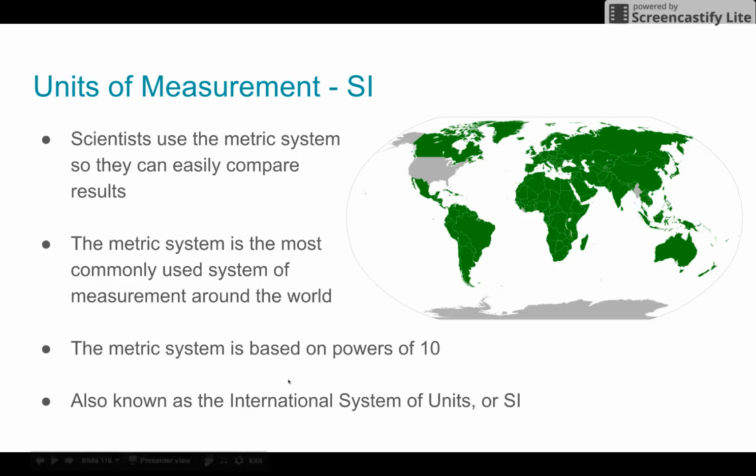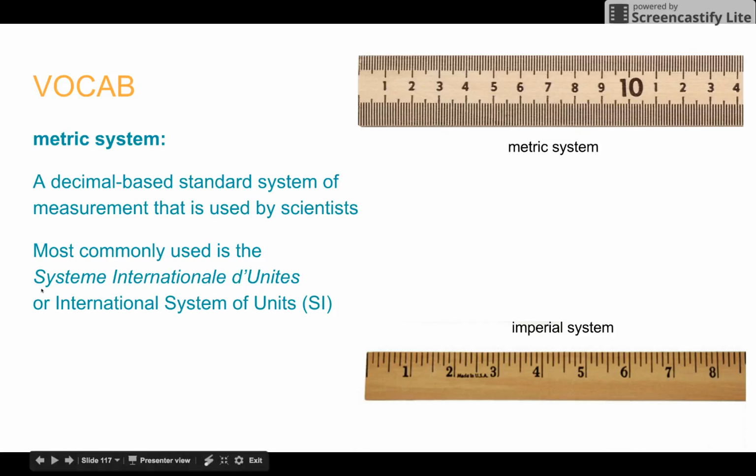And it has multiple names. Metric system, International System of Units, SI, which is short for this here. I believe that's French, the French name for it. So this kind of just shows you how we have our metric system based on powers of 10, which is a little different than the imperial system, which we're used to, where we have, for example, 12 inches in a foot.